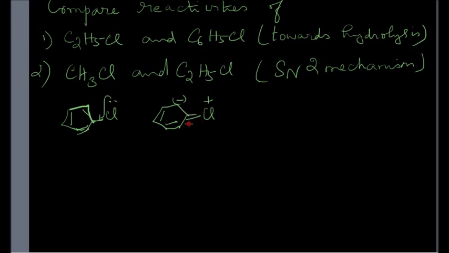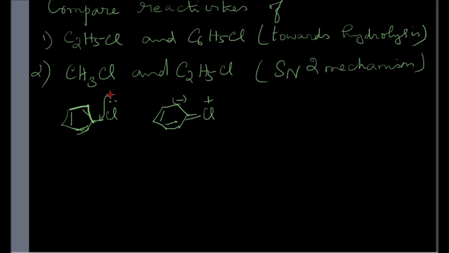Anyway, it is stronger than a single bond. A double bond is shorter and stronger than a single bond. So the C-Cl bond in chlorobenzene is much stronger than the C-Cl bond in chloroethane. So obviously, the reactivity of chloroethane will be faster than chlorobenzene towards hydrolysis. The same thing can be asked in a different way. You may be asked, you can prepare ethanol by hydrolysis of chloroethane easily, but you cannot prepare phenol by hydrolysis of chlorobenzene. Why? The same is the reason for that.